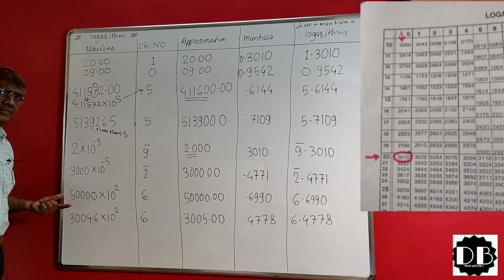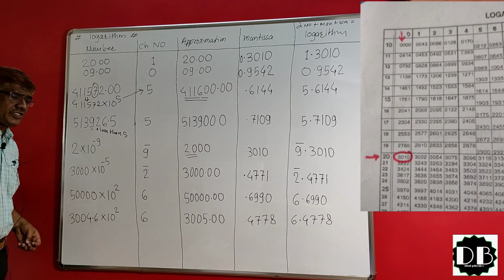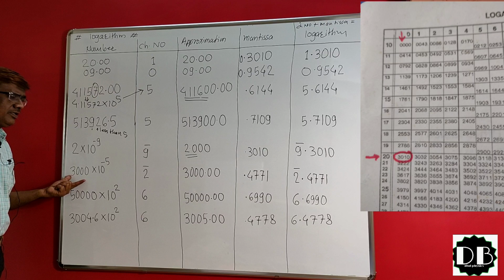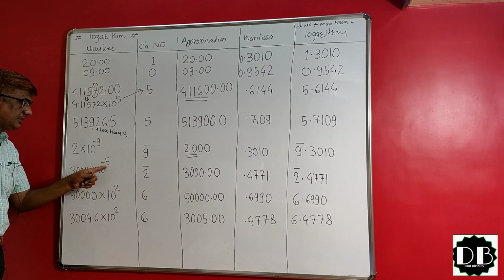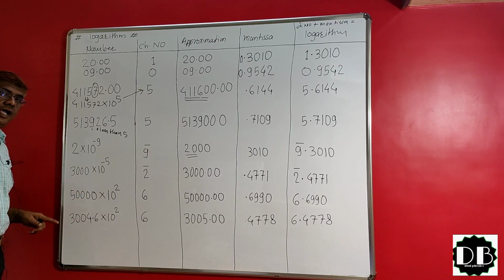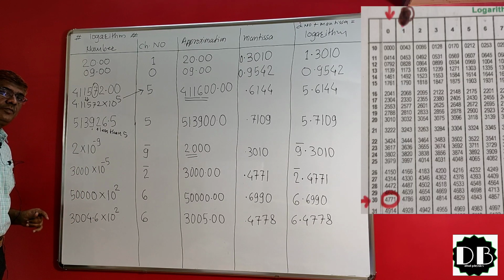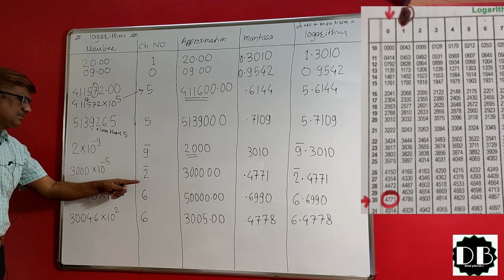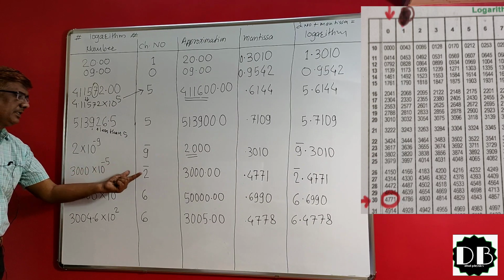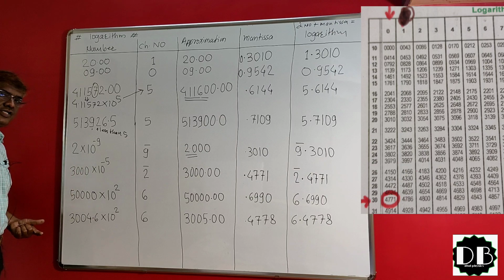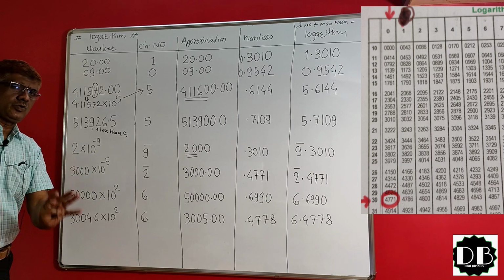Similarly, we have another number, 3000 into 10 raised to minus 5. See here, 3000. That means 3 into 10 raised to 3. This is the conversion. 10 raised to 3 and this 10 raised to minus 5. Add both. Minus 5 plus 3 is minus 2. Character number is minus 2. That means this number's character number is minus 2 or bar 2. You can say it as bar 2 also.